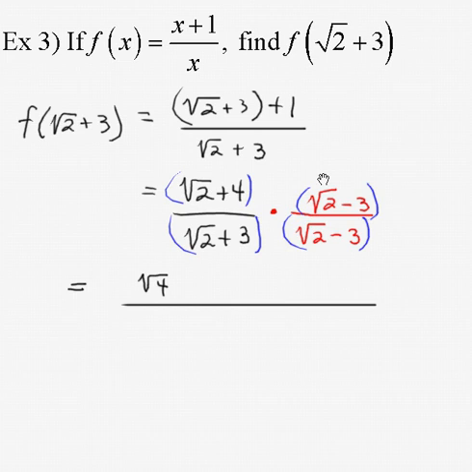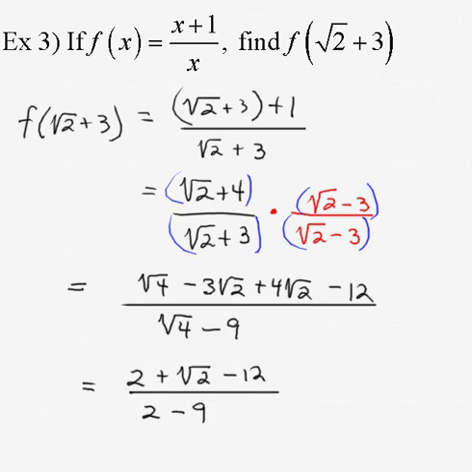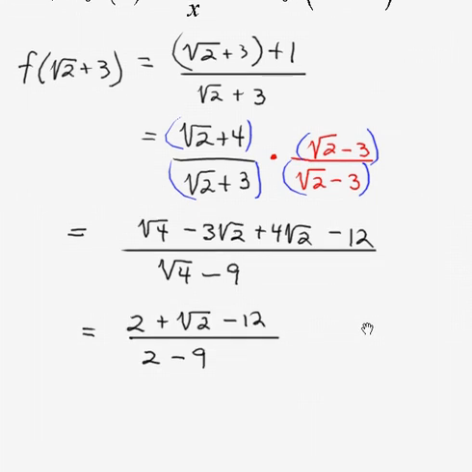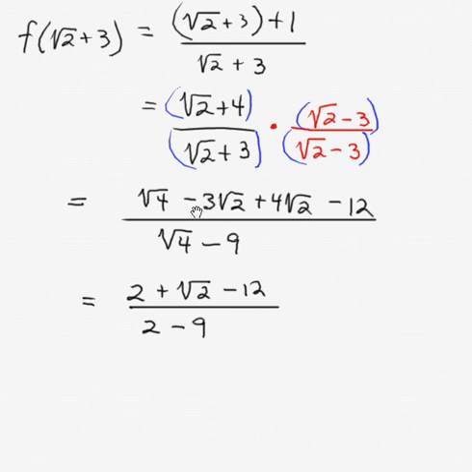So in the numerators, first gives me the square root of 4. Outside is negative 3 square roots of 2. Inside is positive 4 square roots of 2. Last is negative 12. In the denominator, they're conjugates, so the first is the square root of 4. I don't need to do the outside inside because they're conjugates. Last is negative 9. Simplify that, we will have our answer, so let's continue on that process. Negative 3 square roots of 2 plus 4 square roots of 2 is just 1 square root of 2. The square root of 4 is 2.